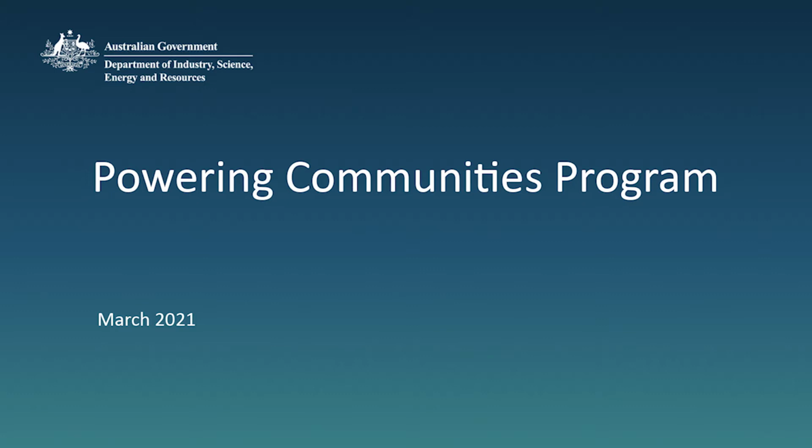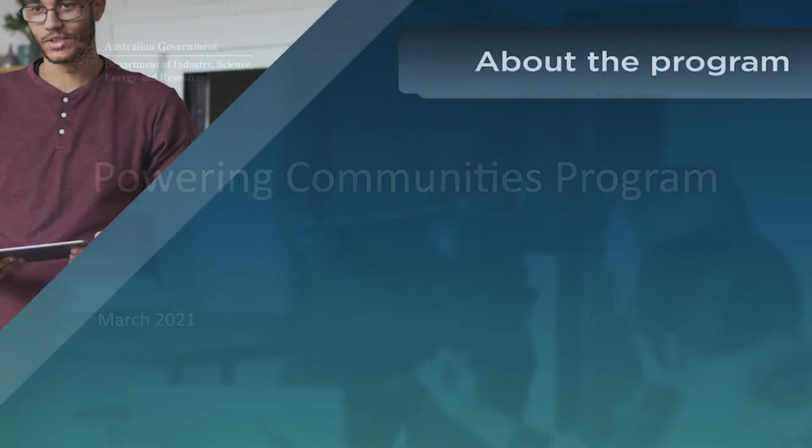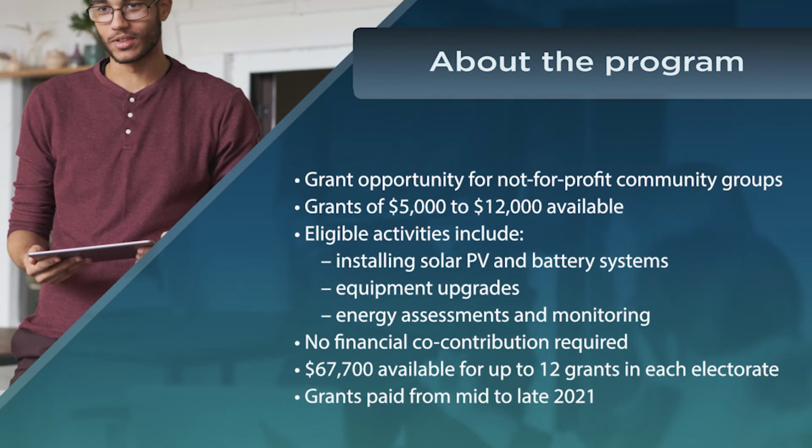This video aims to provide community organisations with guidance and information about the program, including who is eligible and how to apply. You should read the grant opportunity guidelines carefully as they provide important details that are not included in this video. The guidelines are online at www.business.gov.au. The Powering Communities program offers eligible community organisations grants to assist them to improve their energy efficiency, lower their energy use and bills, and reduce emissions.